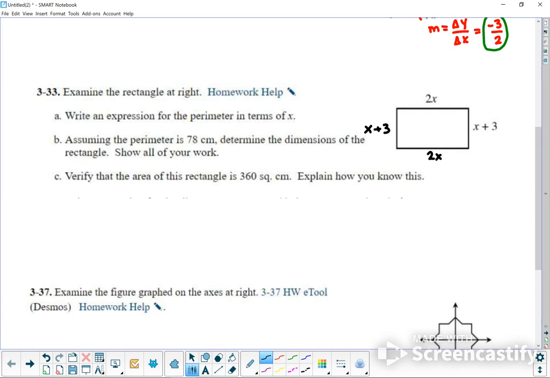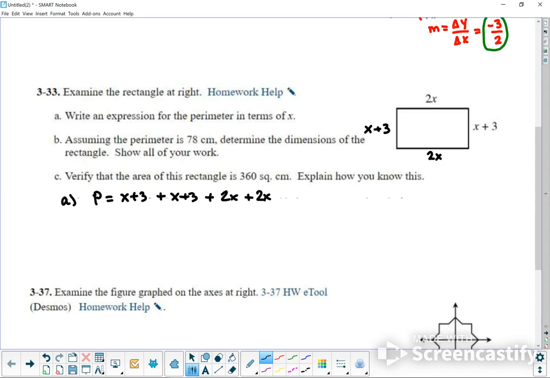All right, so write an expression for the perimeter. So the perimeter, this is part A, equals, I'm going to start with x plus 3, and there's another x plus 3. Then I'm going to add 2x, and I'm going to add another 2x. Okay, so that's an expression in terms of x. Assuming the perimeter is 78 centimeters, determine the dimensions of the rectangle.